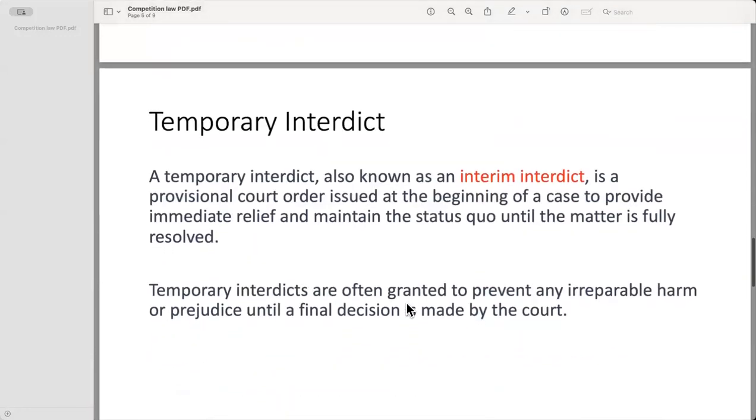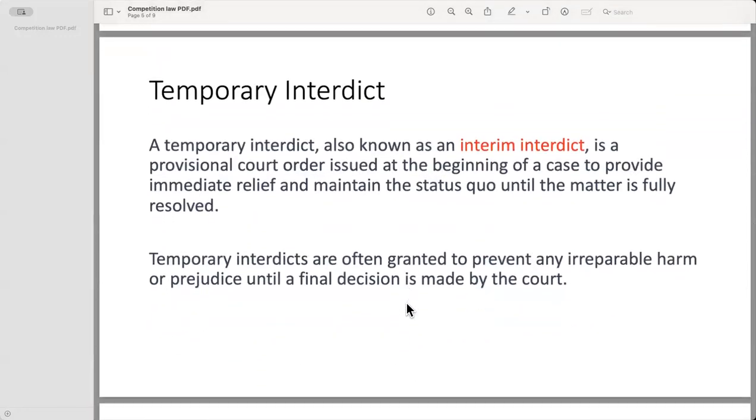Okay. Let's look at a temporary interdict. It's also within the name. It's also known as an interim interdict, and it is a provisional court order. This type of interdict usually provides immediate relief in emergency cases. It is often granted to prevent irreparable harm or prejudice until a final court decision is made.